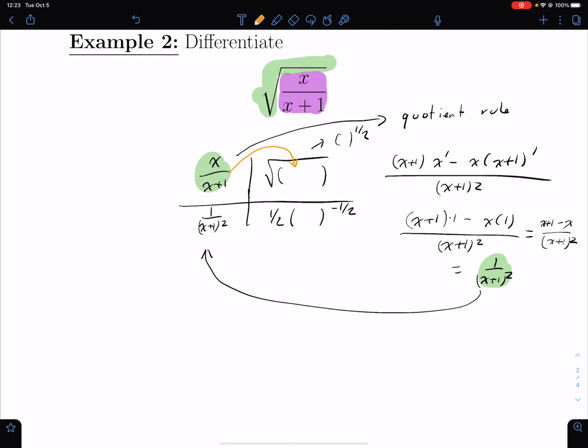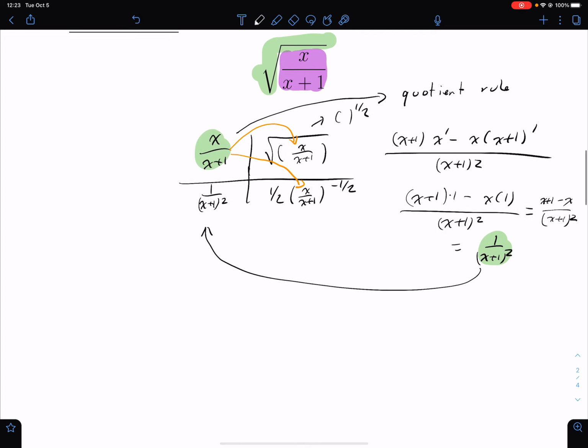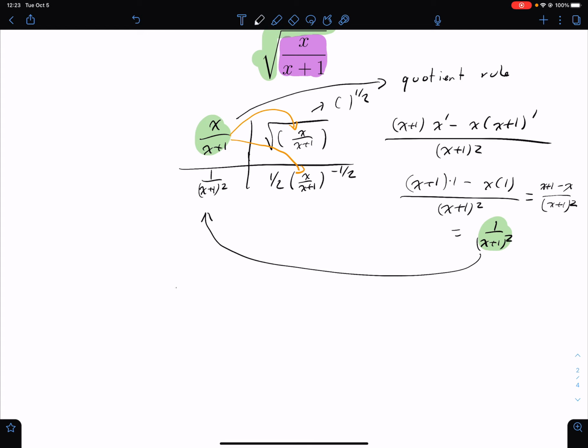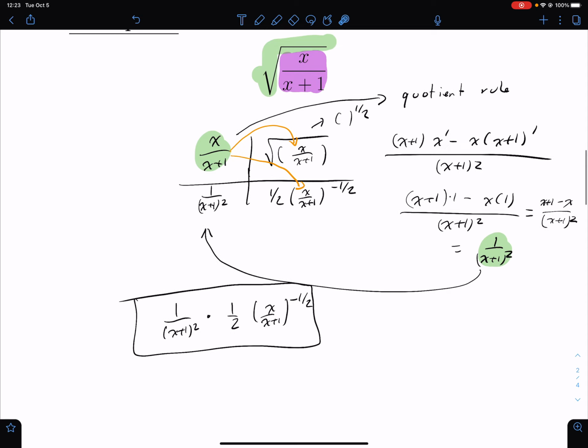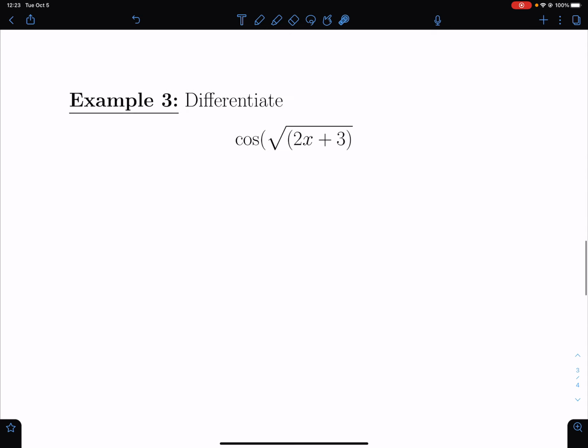So this goes here and here. This was square root of x over x plus 1. And then we'll have an x over x plus 1 here. So my answer will be 1 over x plus 1 squared times 1/2 x over x plus 1 all to the negative 1/2. You just take this bottom row of the column, multiply it all together, make it look pretty if you want to, but that'll be the answer. So there's two examples.